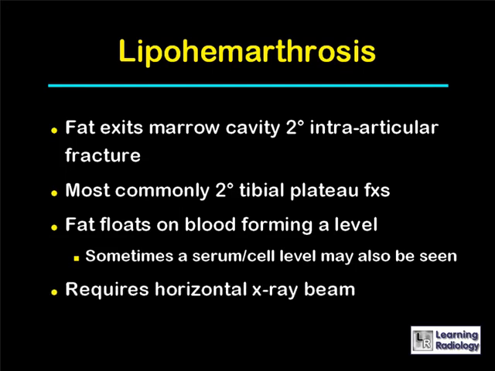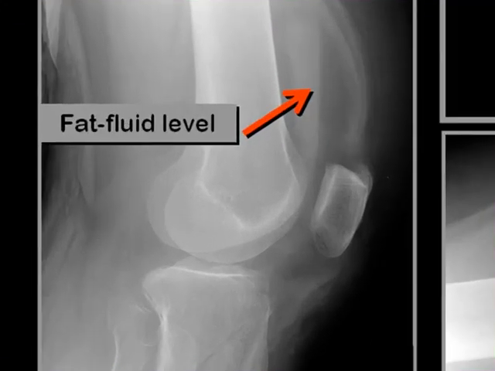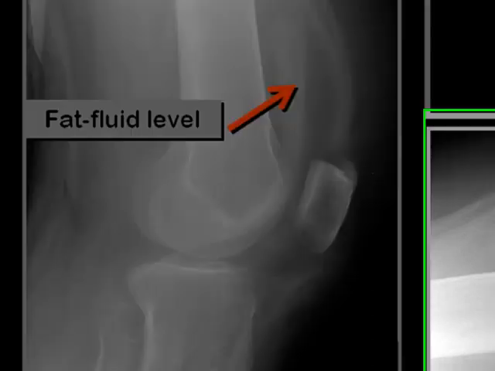In order to see a lipohemarthrosis, we must have a horizontal X-ray beam, one that is parallel to the floor. This is an example of the fat fluid level in a lipohemarthrosis in a patient with a severely fractured proximal tibia. And the image is oriented in the way that you would normally be viewing it. You can see the fat fluid level, which the red arrow is pointing to.